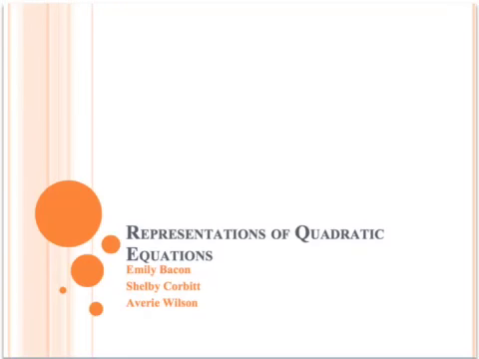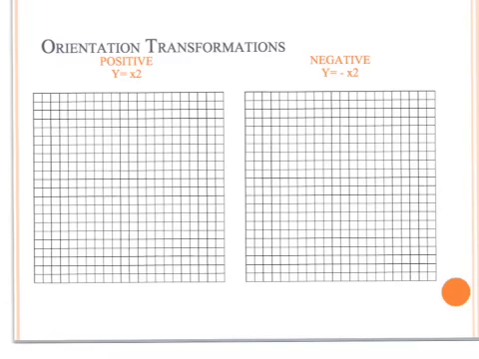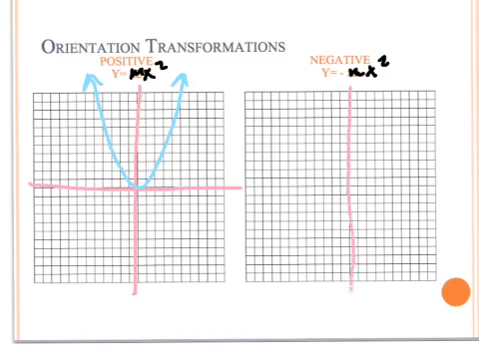Representation of quadratic equations. Orientation transformations. When the leading coefficient is positive, the parabola points upward. And when the leading coefficient is negative, the parabola points downward.